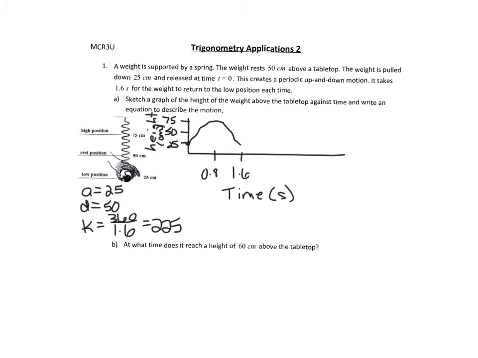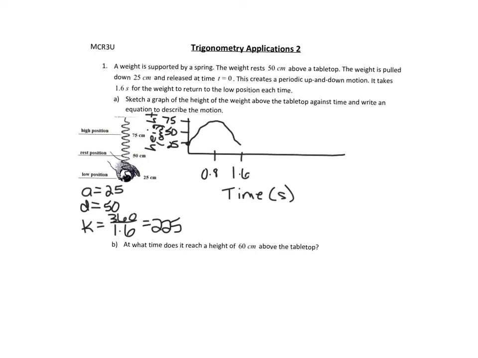There is one cycle graphed, right? So we start at 25 centimeters. The axis of the curve is 50. Our maximum is 75. It takes 0.8 seconds for it to go from 25 centimeters to 75 centimeters, and then 1.6 seconds for a complete cycle.